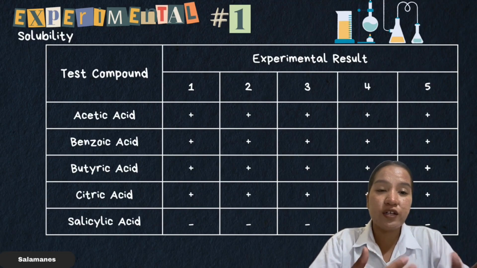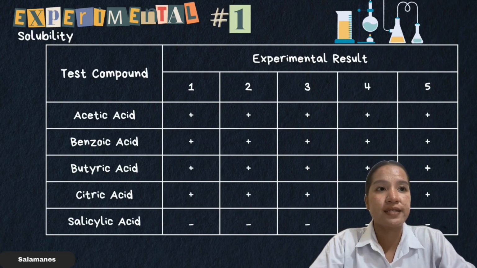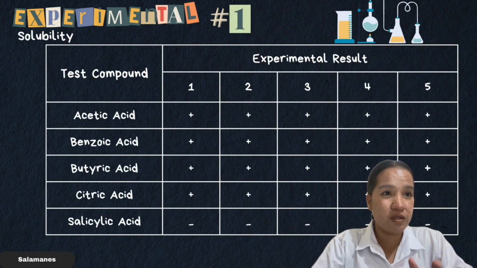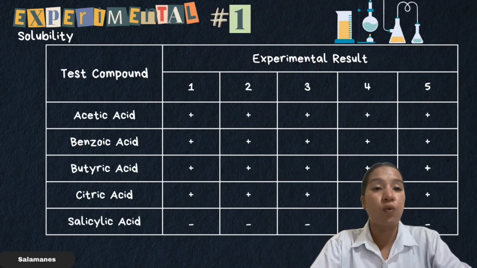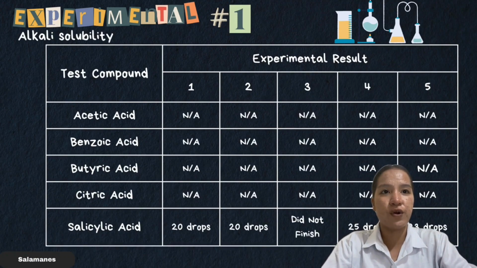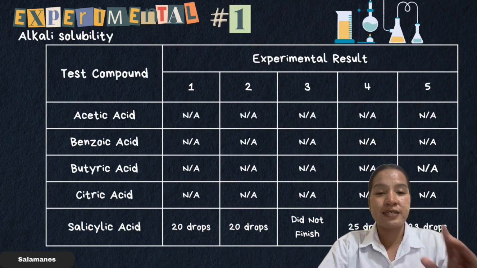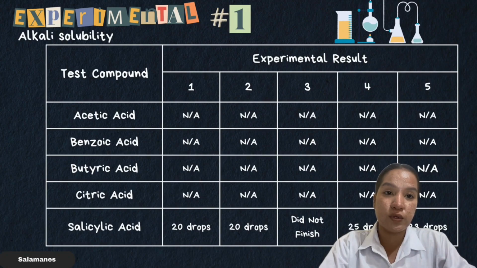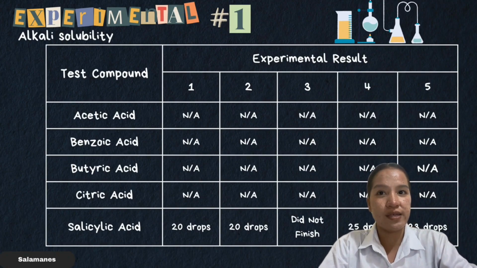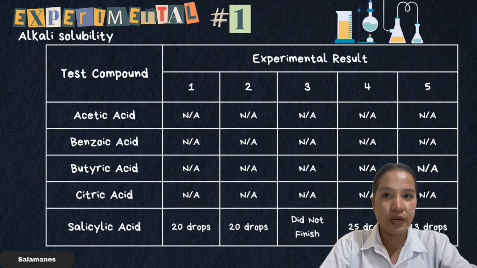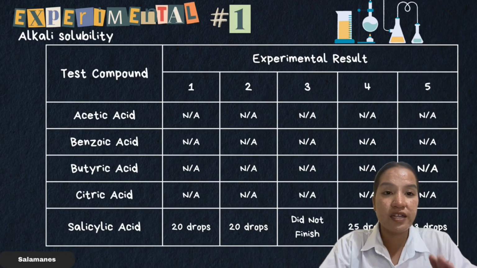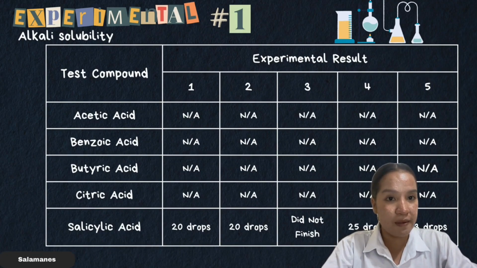This combination of hydrophilic and hydrophobic components results in moderate solubility, but it's not readily soluble like some other components in water. Moving on, for the alkali solubility, for the acetic acid, it's Na since it's soluble in water, so it did not form salts. So acetic, benzoic, butyric, and citric acid did not form salts in our experiment.